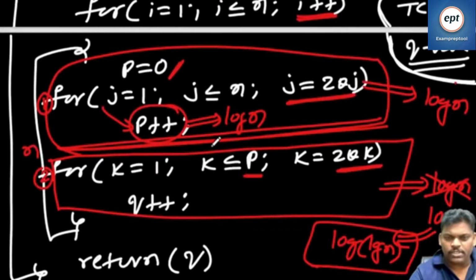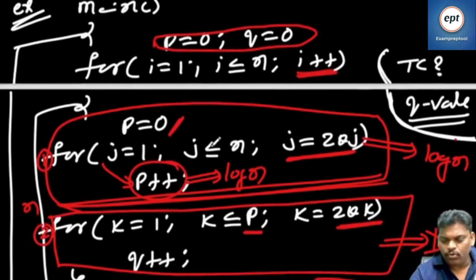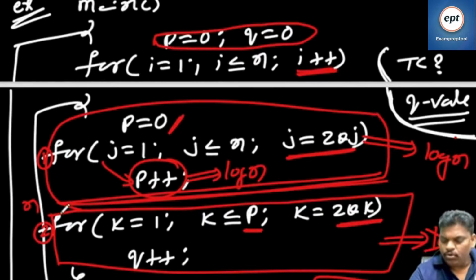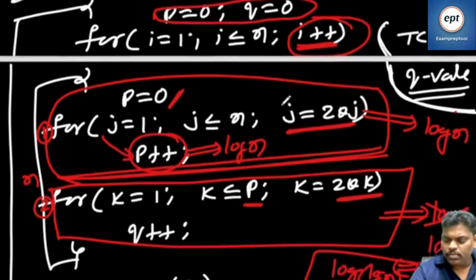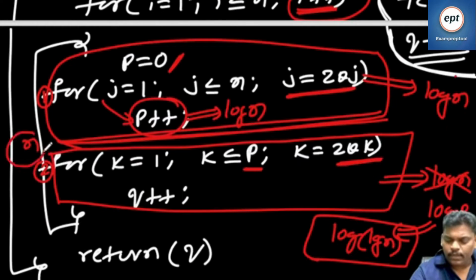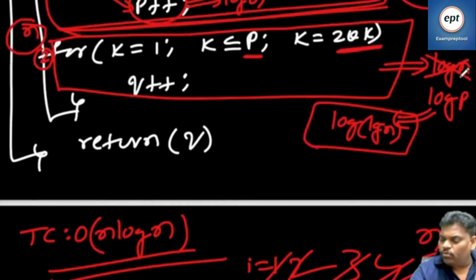See, there are 3 loops. First identify the 3 loops. Then, how many times is every loop executing? The first loop is always plus 1, n times. The second loop is always into 2 log n. The third loop is always into 2 log p. This is the only mistake people can make.